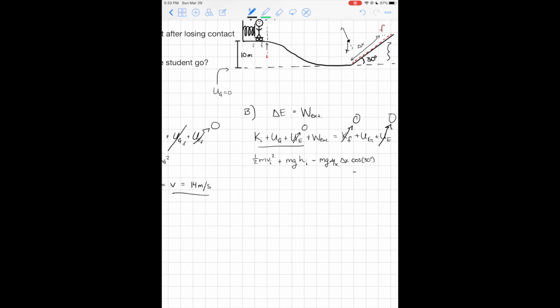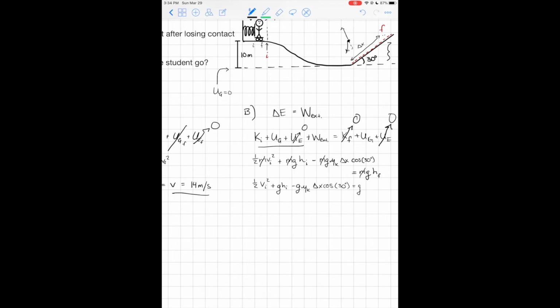What is this all equal to? It's equal to mgh_2, or h final. The first thing that I notice in moving forward from this is that I have an m in all scenarios here. The m's are going to cancel. And I'm going to have 1/2 v_i squared. Let's just clean this up a little bit. g h_i minus g mu_k delta x cosine of 30 degrees equals g h_f.